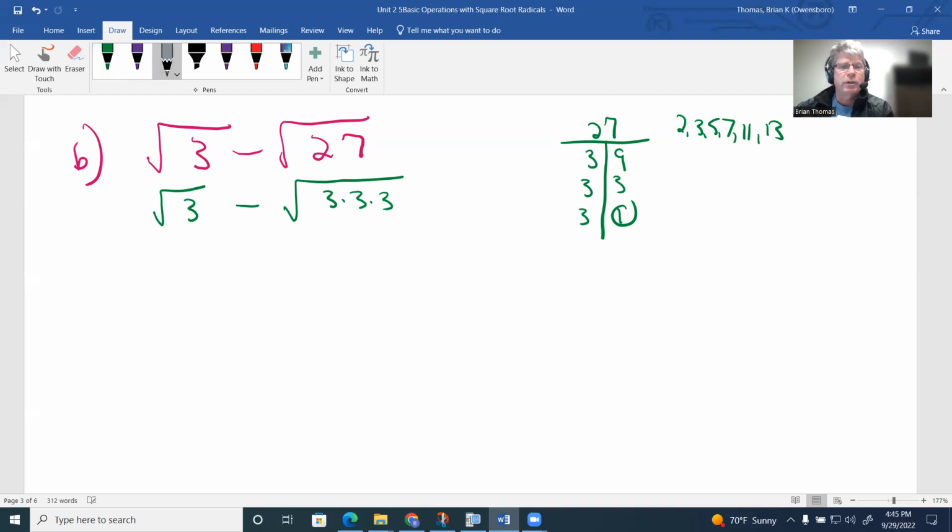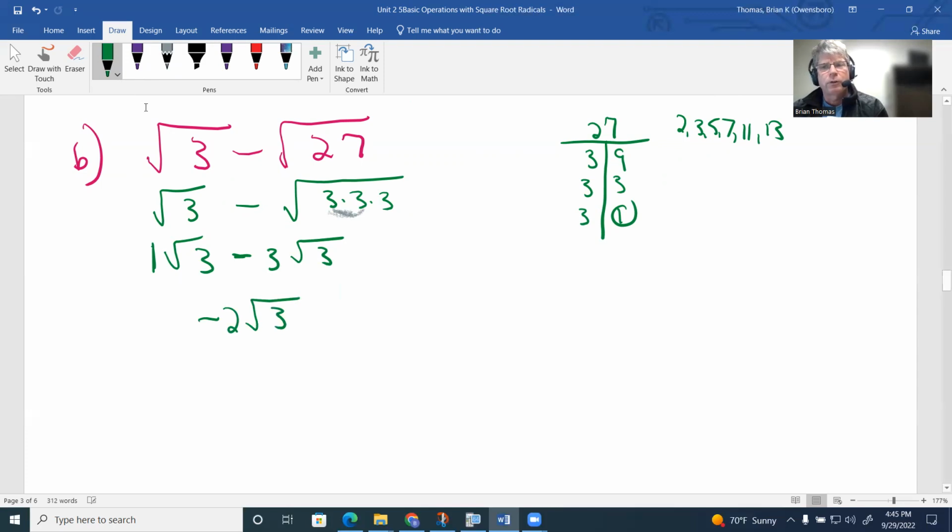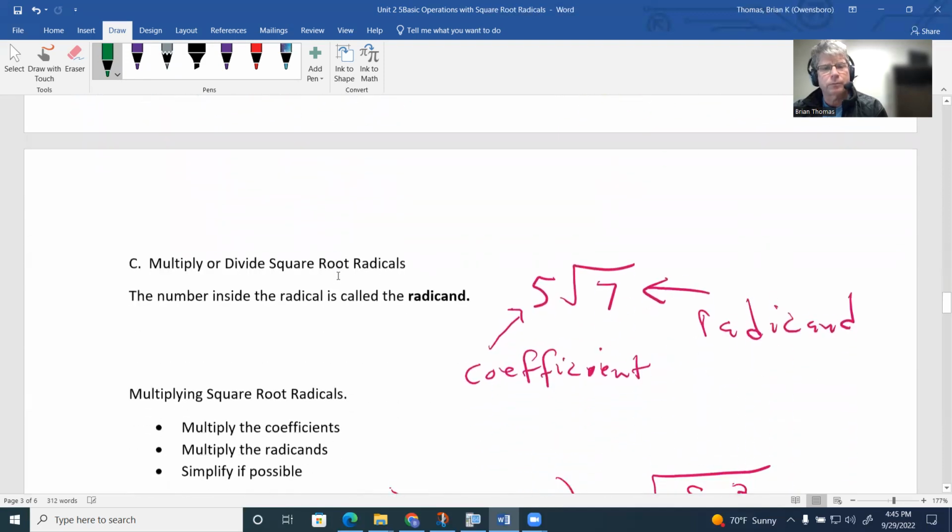But notice how, again, we do have a factor pair of 3's here that we can pull out. So a pair of 3's is going to come out as a 3. So this is going to become then 3, and 1 3 is going to be left inside there. And then the square root of 3 is going to come down, and the subtraction sign is going to come down. So remember, this is just 1 square root of 3. So since we do have like radicals, we can subtract. 1 take away 3 is going to give us this -2. So -2 square root of 3 would be the answer to this problem. So that would be simplified. So sometimes when you add or subtract, you actually have to simplify before we combine the 2 radicals together.